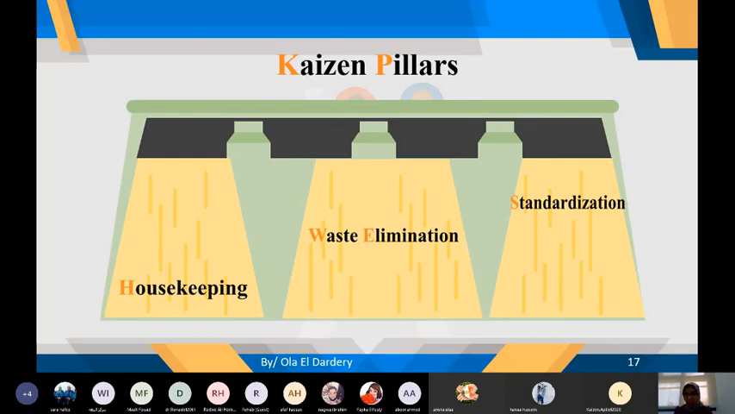And after that, we usually go to waste elimination. This is a little bit of an advanced stage where we find the waste and then eliminate it. And then standardization and maintenance, where we make sure that everything is standardized. And this is the PDCA process, or the Lean cycle, as we are going to talk about it. So let's start with housekeeping.